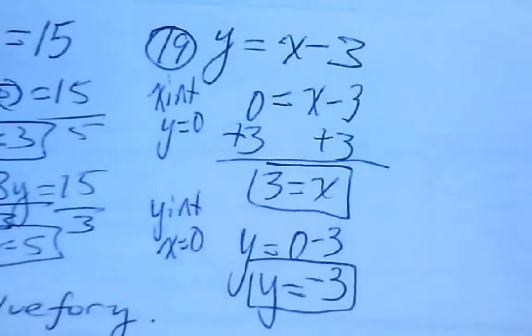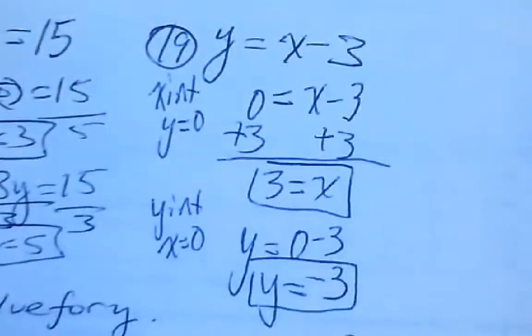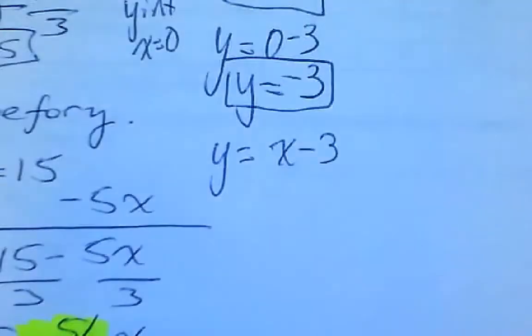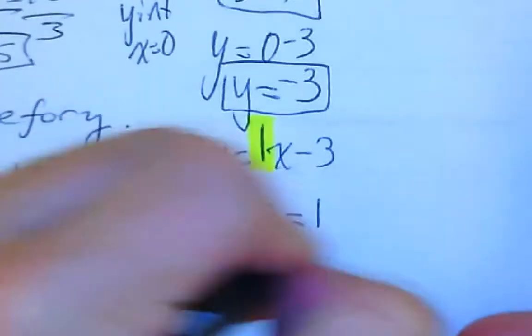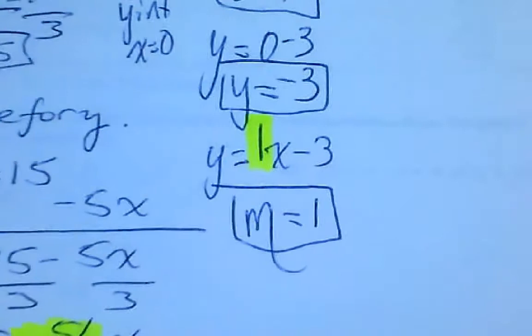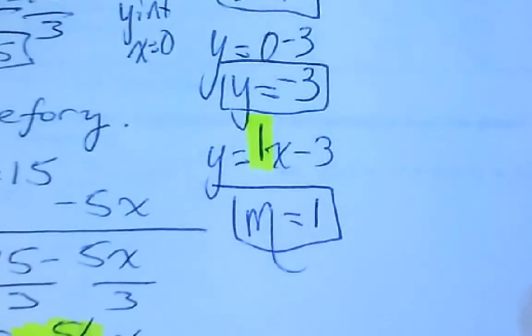Even easier is going to be the slope, because your equation is already solved for y. So all you're going to need to do is look at the number that's in front of x. And in this case, it's a 1. So your slope is just 1. And a lot of times these problems kind of work out that way, where the answer will just fall out at you because you're doing everything in the right order. That's what we want.